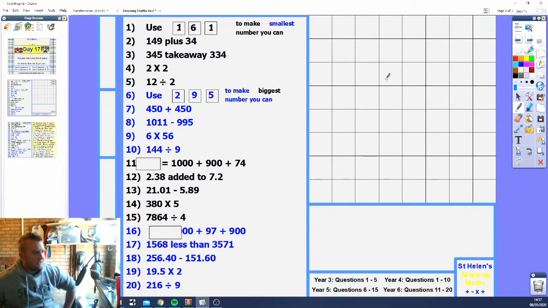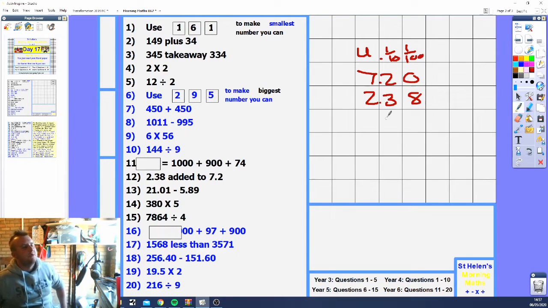Add 2 decimal numbers together. So we've got 7.2 and we've got 2.38. How many do you reckon didn't place these in the right order? Because that is where you can get it wrong. Units, decimal point, tenths, and hundredths. That's where you can go wrong: you can put them in the wrong place value.